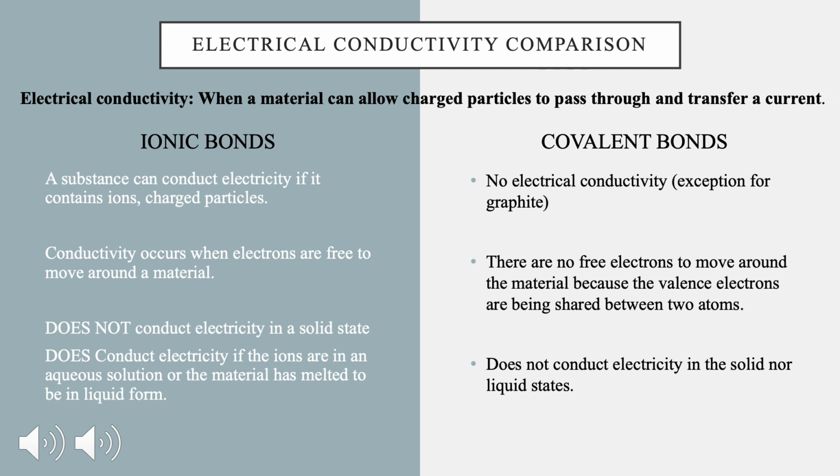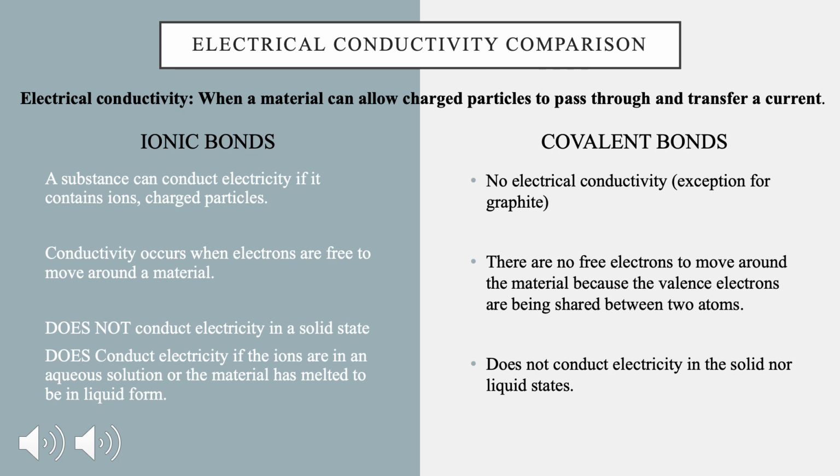Conductivity occurs when electrons are free to move around a material. This means that ionic bonds are not able to conduct electricity if they're in a solid state, but they are able to conduct electricity if the ions are in an aqueous solution or the material has melted to be in liquid form. In contrast to that, covalent bonds do not conduct electricity, with a few exceptions such as graphite.